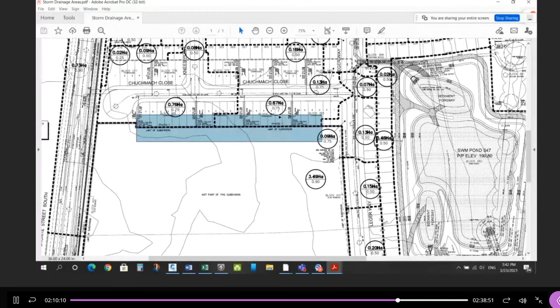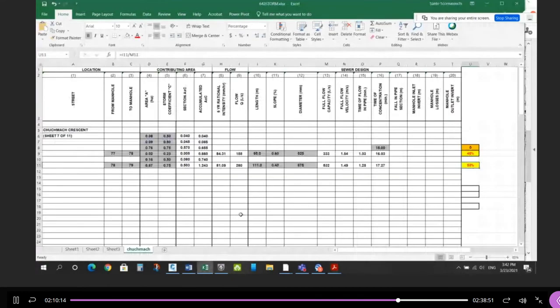The reason these pipes are so big in terms of the requirement, and let's go back to the spreadsheet, you'll see you can actually make them smaller. Instead of a 525, let me use the next pipe size down, a 450. It's only 70% full. Let's try a 375. Oh, that's too small now. So a 450 would have been sufficient.